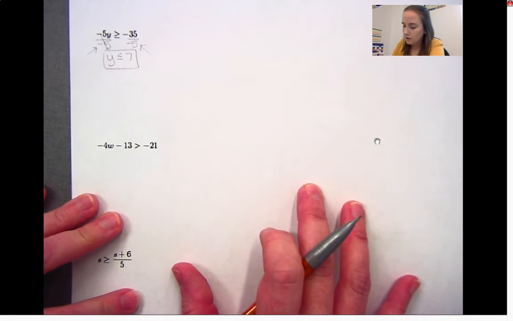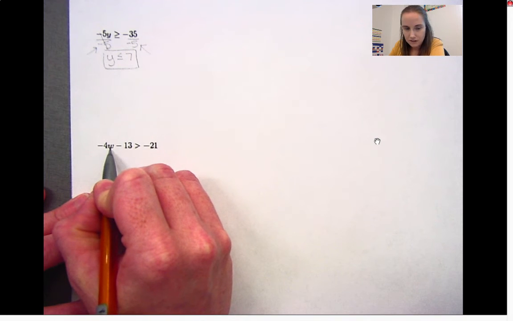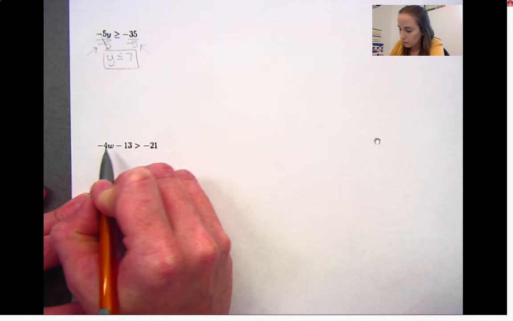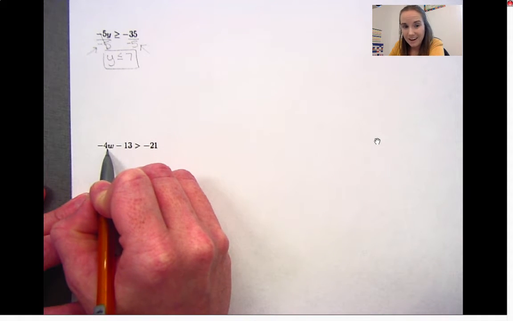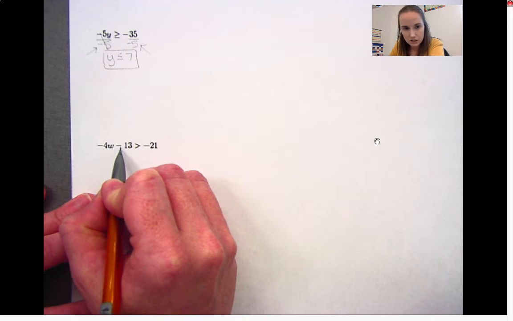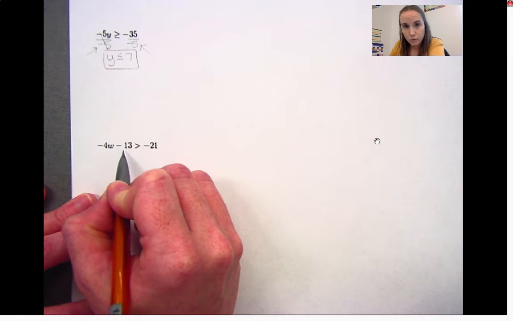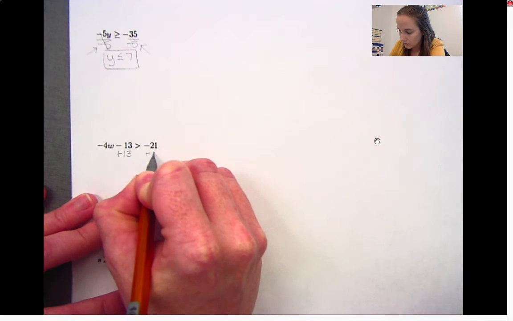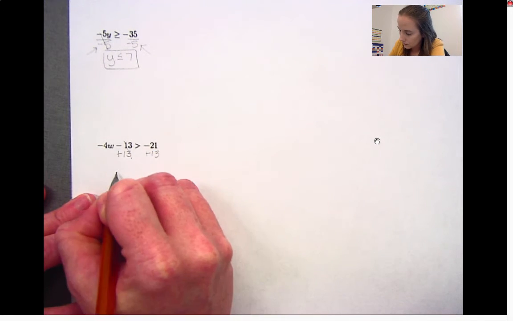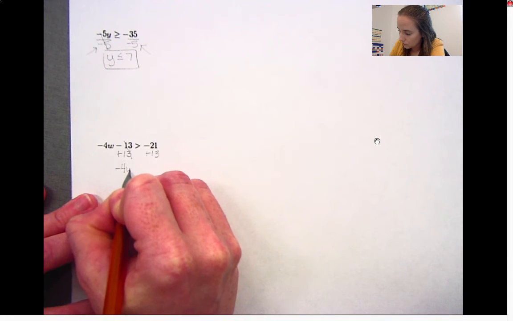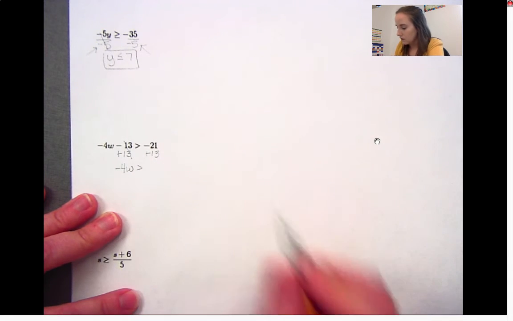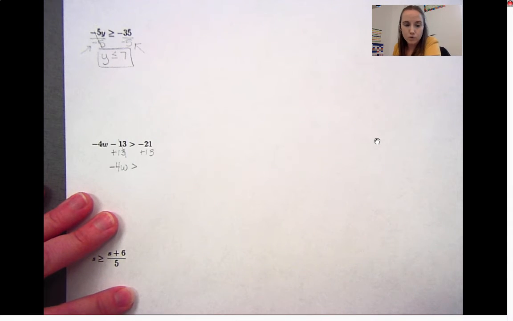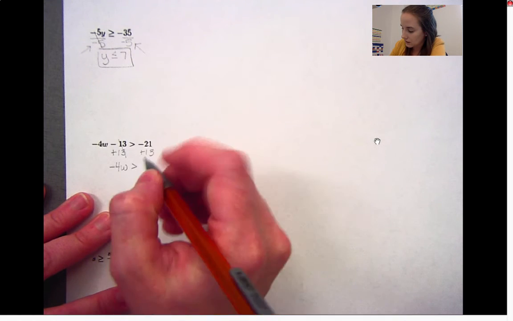Okay, next problem. The w is the variable that I need to solve for, but remember, if you have more than one thing going on, so I've got, it's being multiplied by negative 4 and 13 is being subtracted, we have to work the order of operations backwards. So I need to add 13 first to both sides. And then I'll have negative 4w is greater than negative 21 plus 13. And negative 21 plus 13 is negative 8.